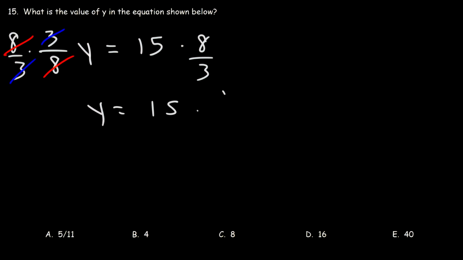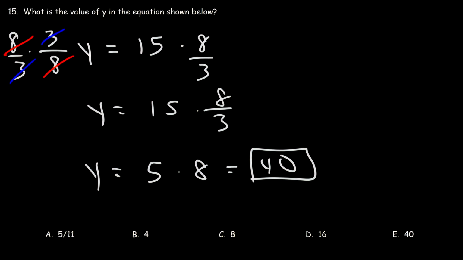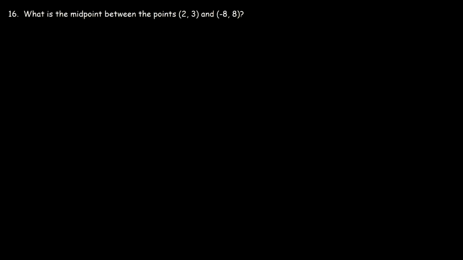So what is 15 times 8/3? You could do 15 times 8 divided by 3, or you could do 15 divided by 3 and then times 8. I prefer to do it that way. So 15 divided by 3 is 5, and 5 times 8 is 40. So therefore, E is the right answer.